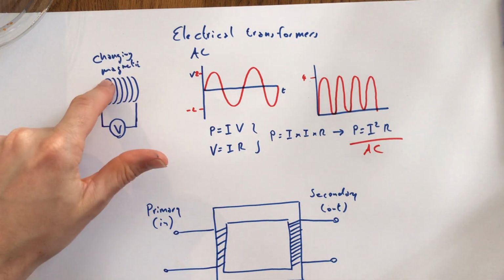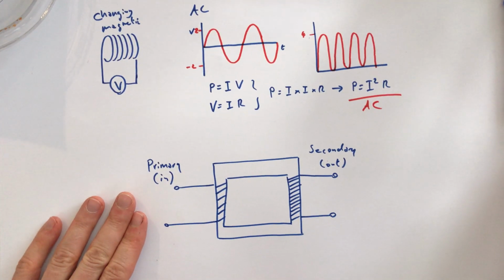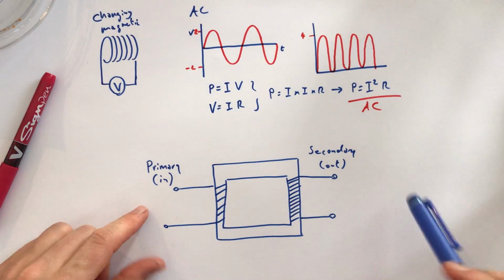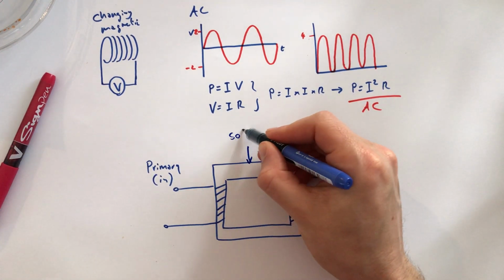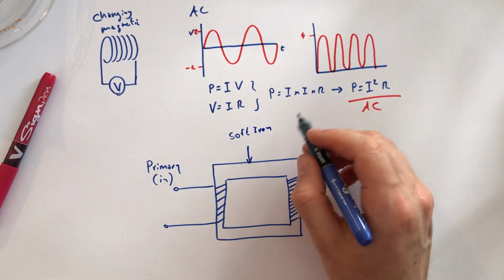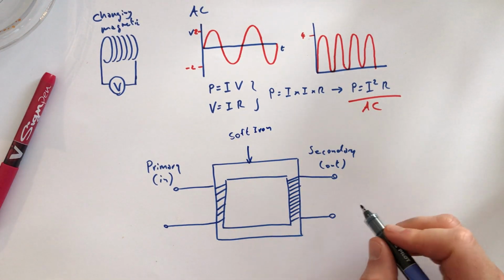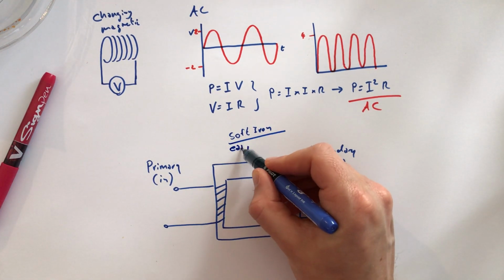So let's come back to this idea of changing magnetic fields. What we have is the basic construction of a transformer. The core is made of soft iron. Now, you need to remember the properties of soft iron. Soft iron is easy to magnetize, but loses its magnetism quickly, okay? And that's important.